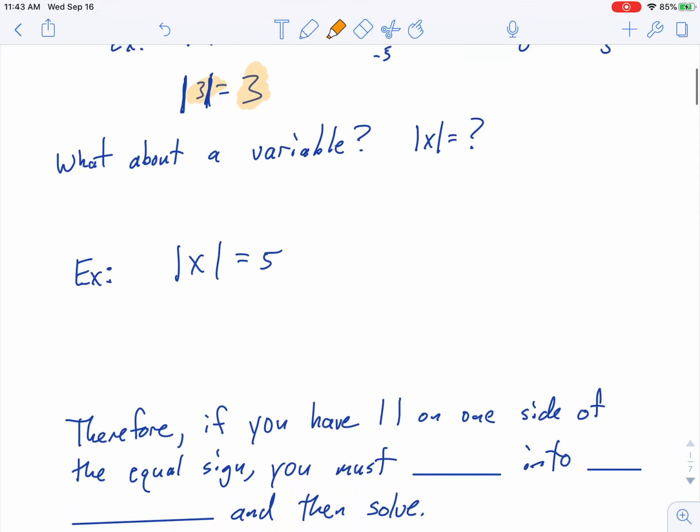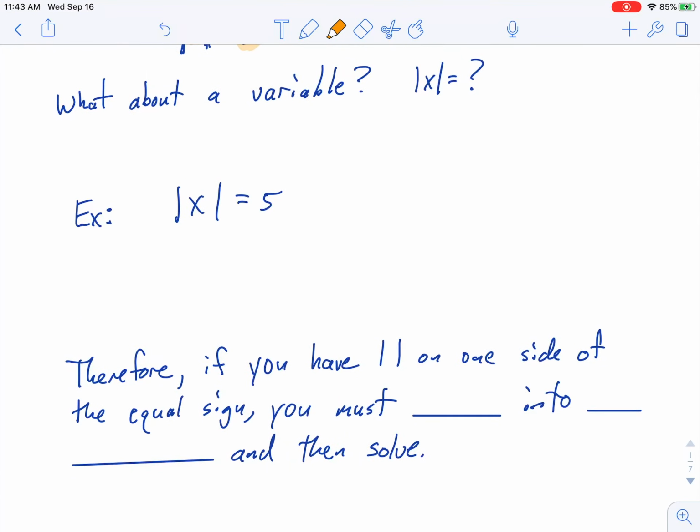But then we come to the question, what if you have an x in those bars? Because you don't know whether x is positive or negative. X is a variable. It's unknown. We don't know what it is. If x was a negative number, then you would have to make it negative, because two negatives make a positive. If x was already positive, you would leave it positive. So when you do the absolute value of a variable, there's two possible outcomes, and you have to represent both of them.